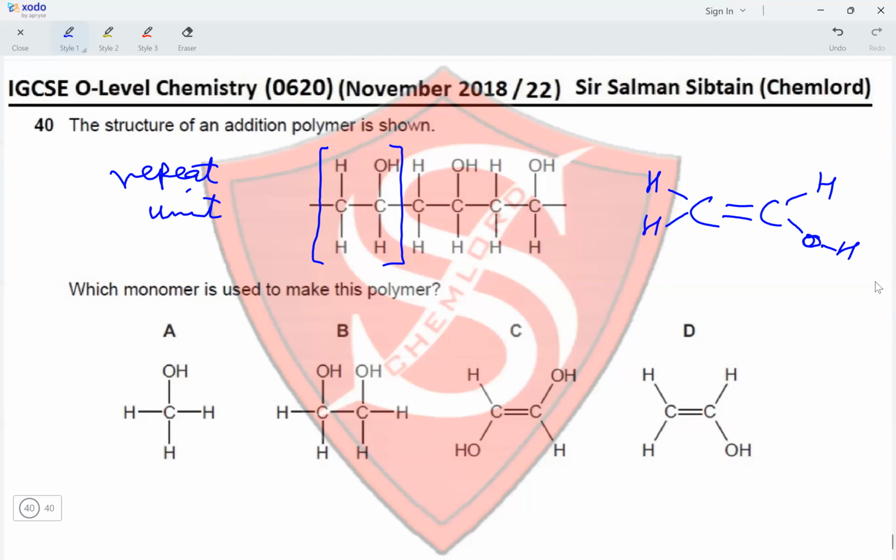Therefore, A has only a single carbon, it gets eliminated. B has two carbon atoms without a double bond, gets eliminated. C has two carbon atoms with a double bond but two OH groups and gets eliminated. And D is the exact same structure that was drawn as the monomer, making option D the correct option for this question.